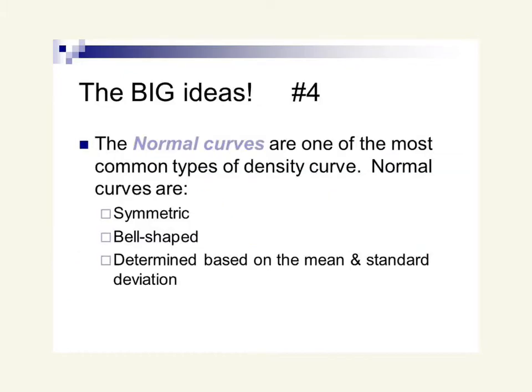Now our final big idea that we're going to discuss in chapter 2 is the idea of a normal distribution, or what's known as a normal curve. Normal curves are one of the most common types of density curves, and they're going to be something that we utilize a lot in AP Stats. We're going to have to make an assumption later on as we deal with statistical inference the second semester that a lot of times we are dealing with a normal distribution. And in an algebra-based statistics course like we're dealing with, normal curves are our most common type of density curve.